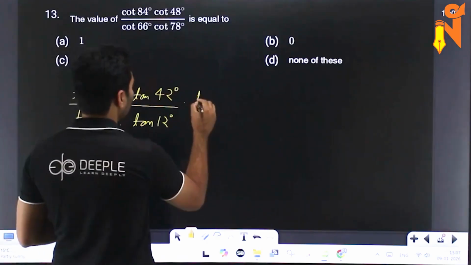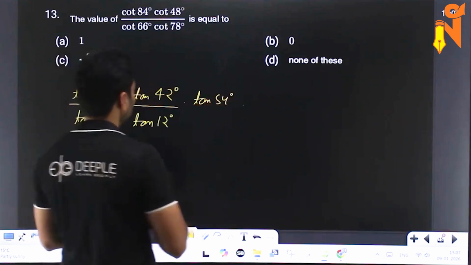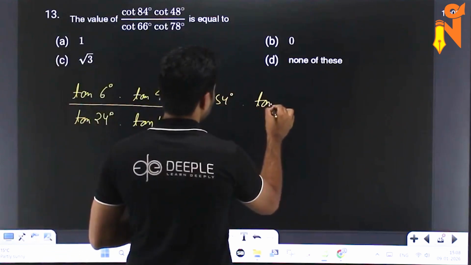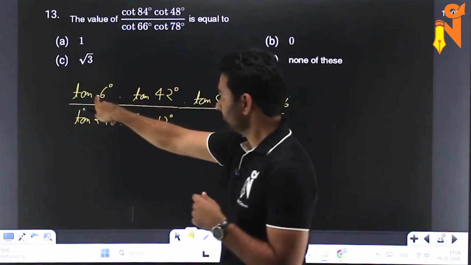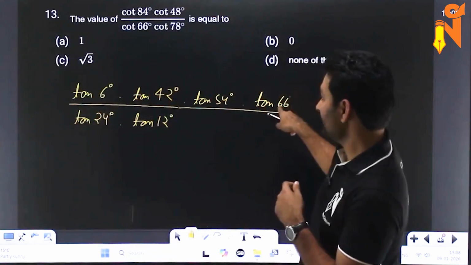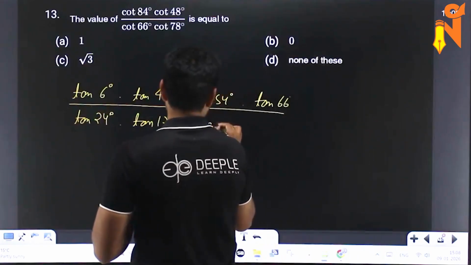So tan 54 here, and 60 plus a, how much? 66. Please check again. Tan theta, tan(60 plus theta), tan(60 minus theta). Obviously I will divide also.